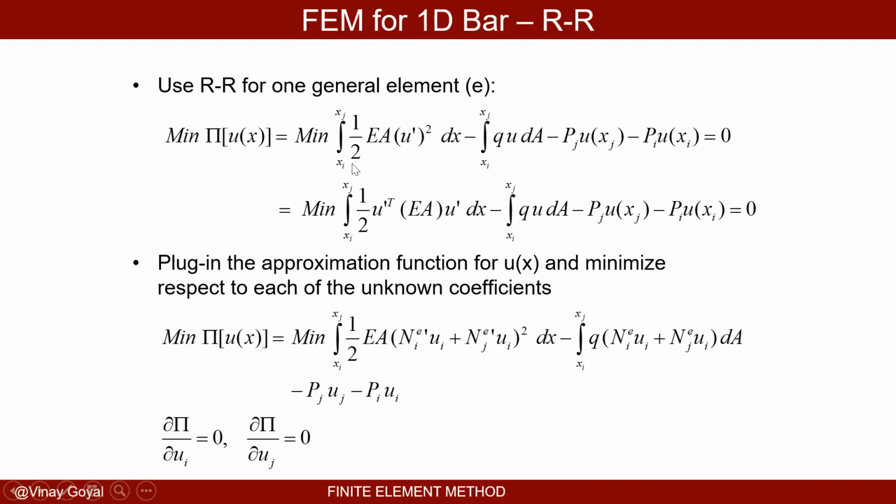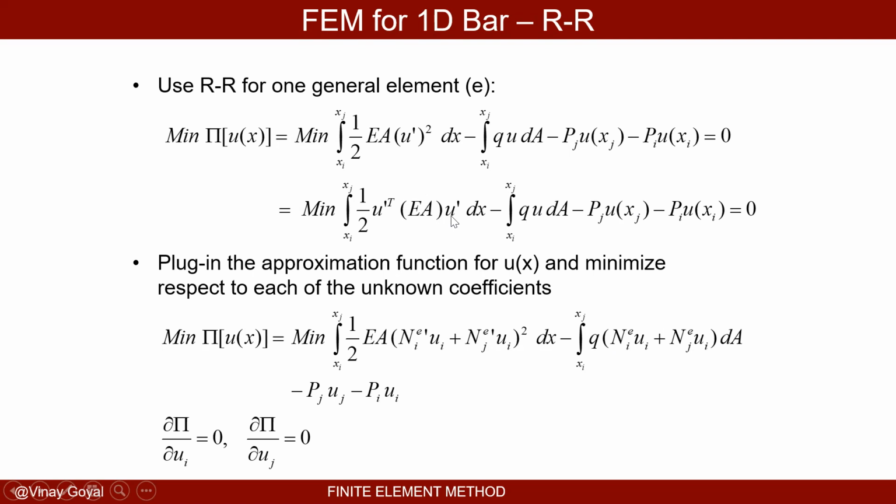And there's an error here: the approximation function u should be ni prime ui plus nj prime uj, and that's squared. This should be uj. So this is squared dx, minus the integral of q times the deflection u, which is ni ui plus nj uj, again another error. And then I have minus pj uj minus pi ui. That's the functional we got last time when we derived it.